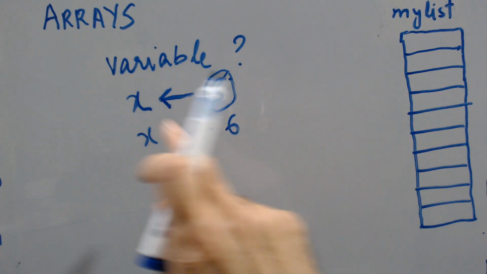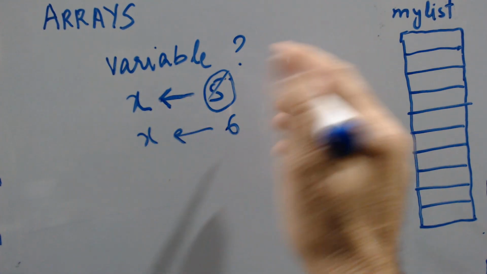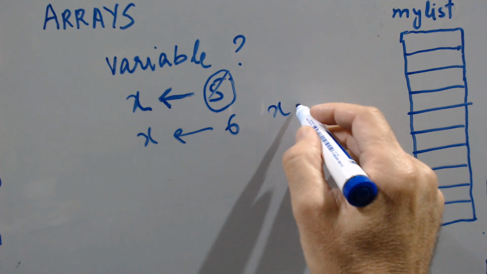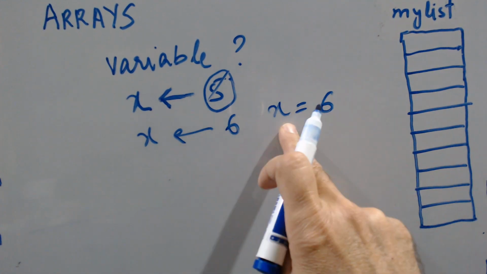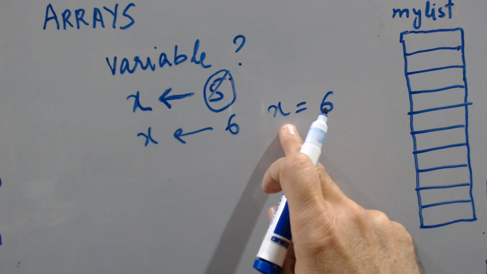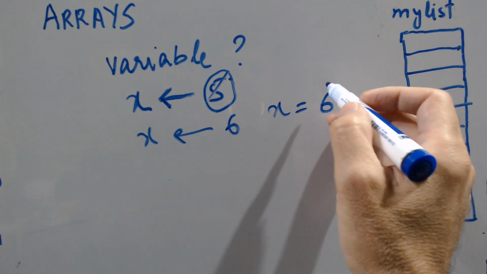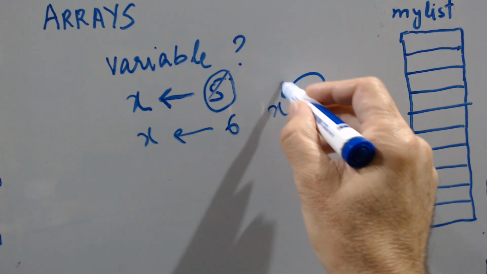In pseudocode we use this arrow most of the time, but even if you write x equals 6, that has the same meaning. That means this 6 is being assigned to x.